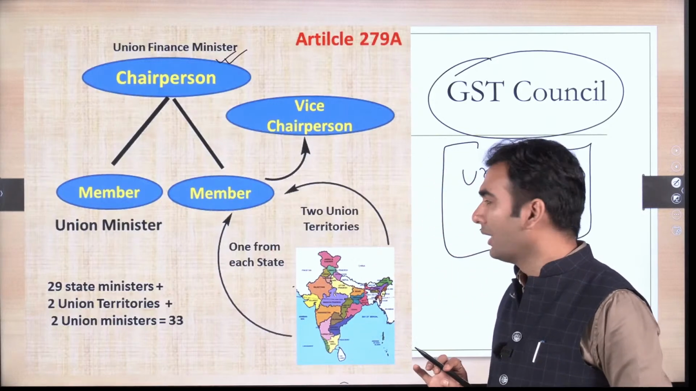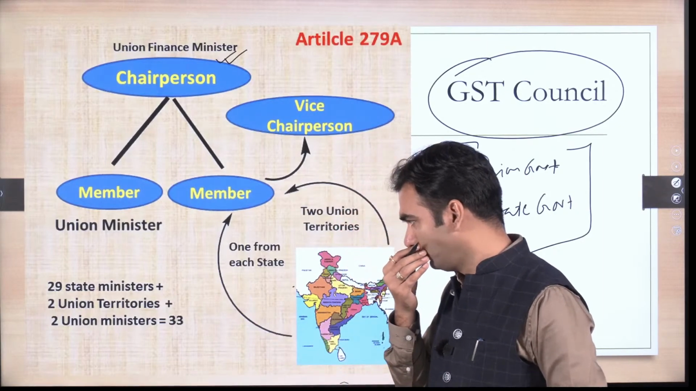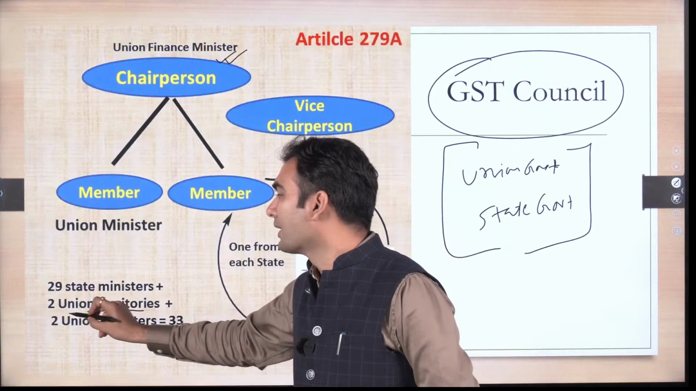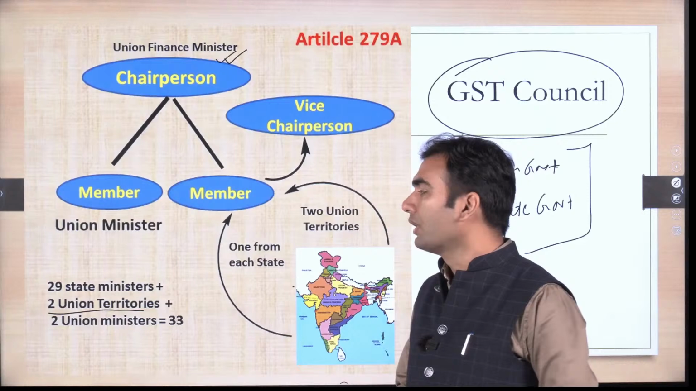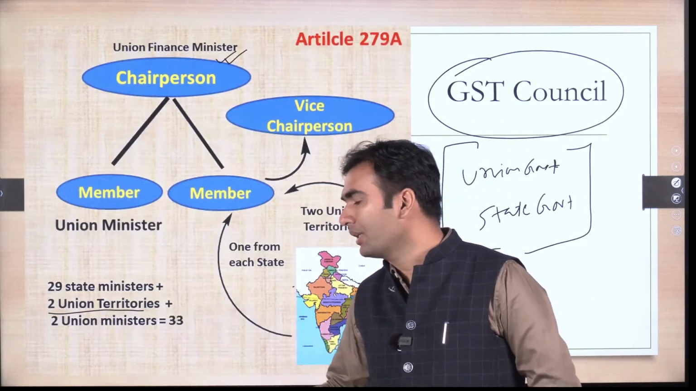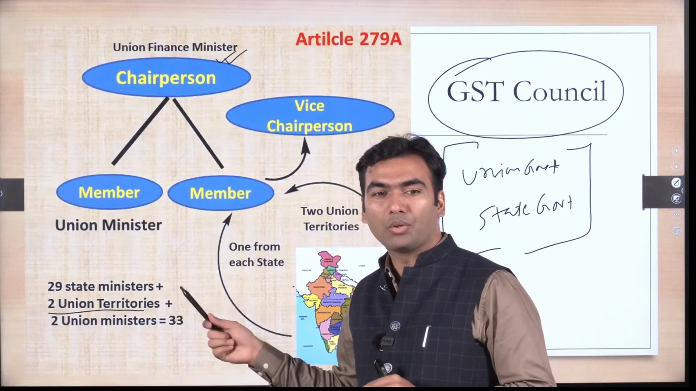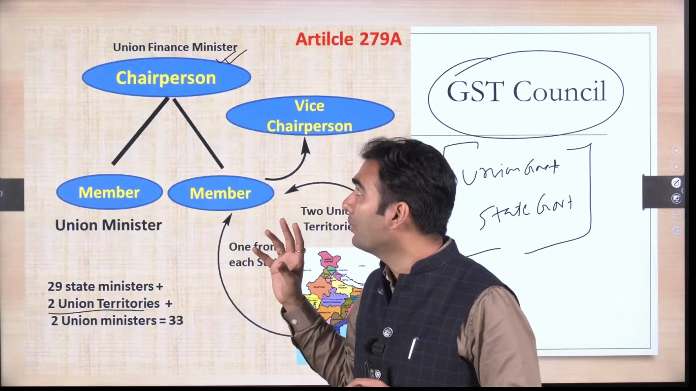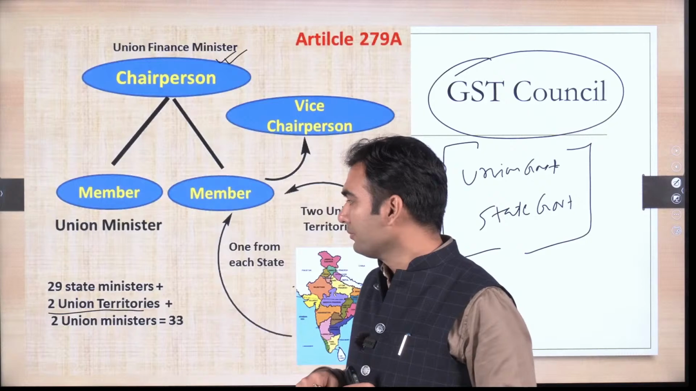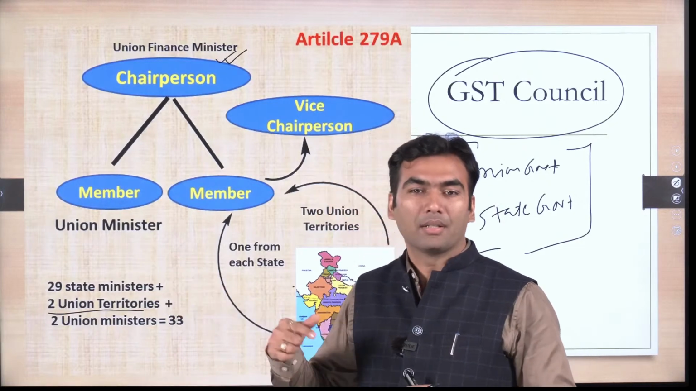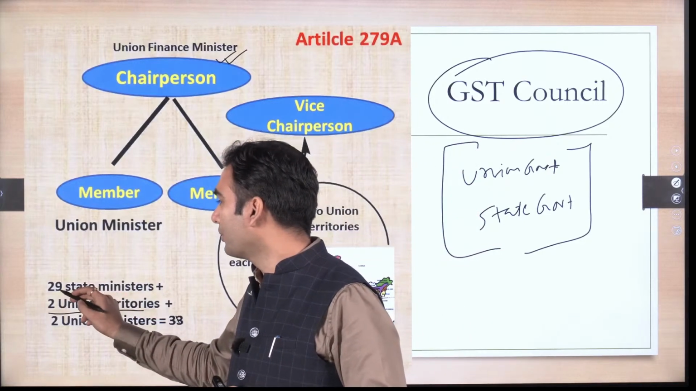It is chaired by the union finance minister, and all the states have their finance ministers here. The two union territories which have their legislature also send their finance ministers. So all the states have their ministers and then two union territories. Now this has become three union territories, but till now, since Jammu and Kashmir did not have any minister, only two union territories were there. This is a relatively old image that I have. Now Jammu and Kashmir will have their own government, and their minister would also be a member of the GST Council. This state count will go down to 28.